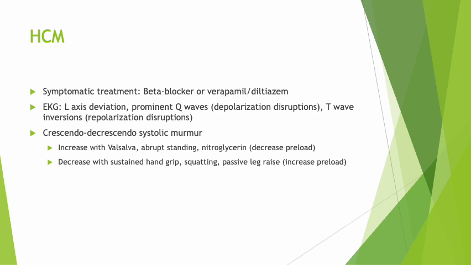And then this is going to be the one that's a crescendo decrescendo systolic murmur that increases with things that decrease preload, like Valsalva, standing, and nitroglycerin, and then decreases with things that increase preload, so things like a sustained hand grip, squatting, or passive leg raise.